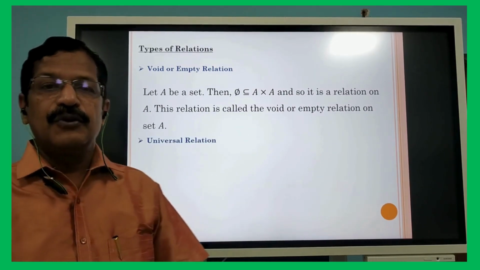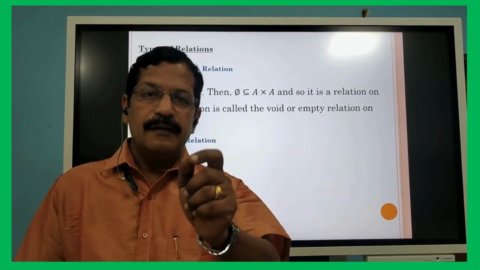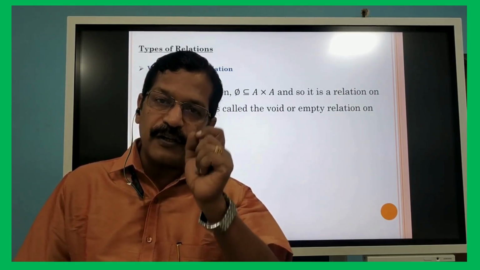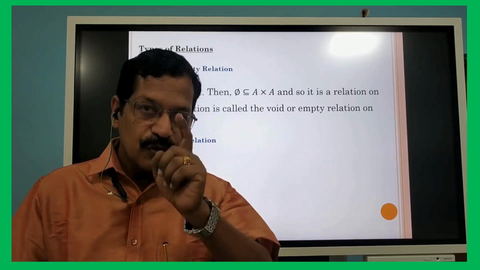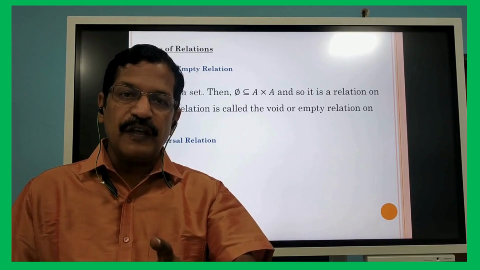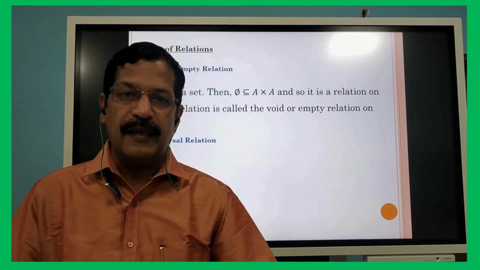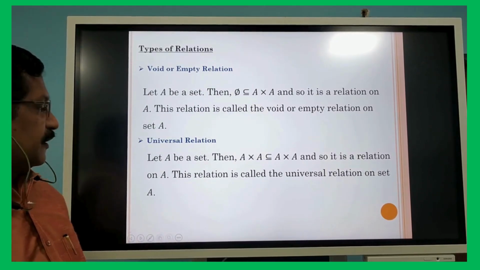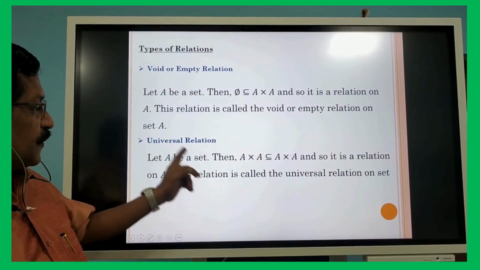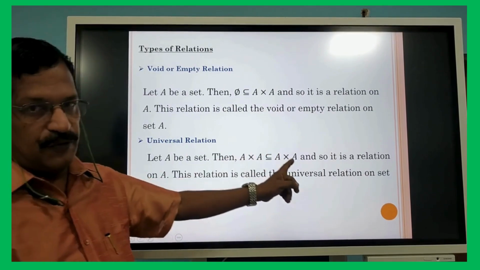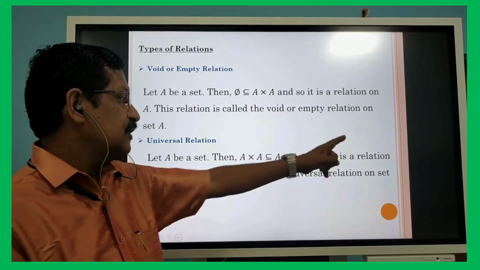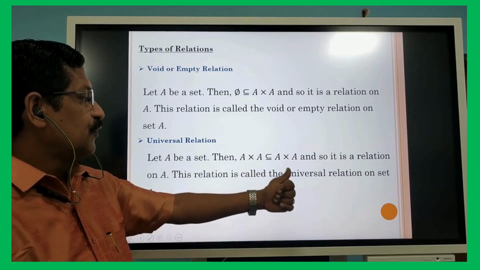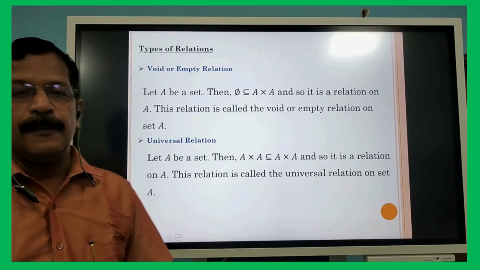Next is a universal relation. I told you, A cross A is a subset of A cross A itself. Therefore, A cross A is also a relation on A. That relation is known as the universal relation. So if A is a set, then A cross A is a subset of A cross A, and so it is a relation on A. This relation is called the universal relation on the set A.